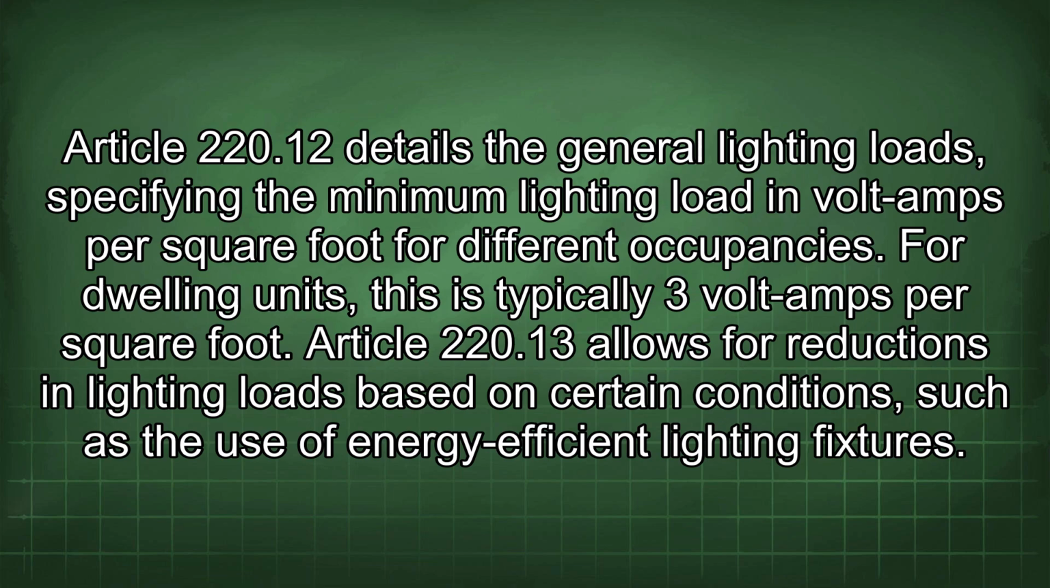Article 220.12 details the general lighting loads, specifying the minimum lighting load in volt-amps per square foot for different occupancies. For dwelling units, this is typically 3 volt-amps per square foot. Article 220.13 allows for reductions in lighting loads based on certain conditions, such as the use of energy-efficient lighting fixtures.